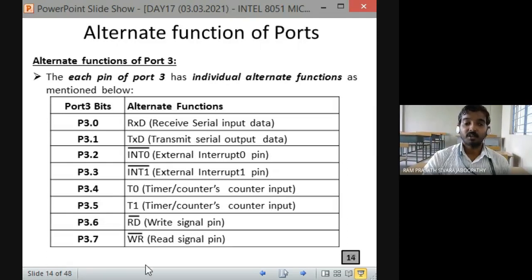Fine. When you are going for external data memory, RD bar, WR bar, these signals, for that purpose you have to sacrifice P3.6 and P3.7. I hope it is clear for everyone.